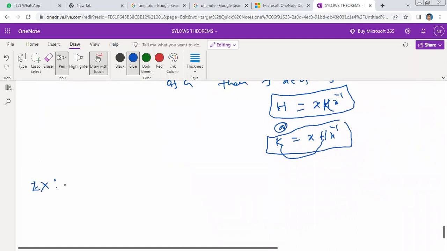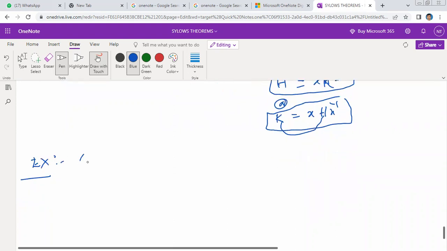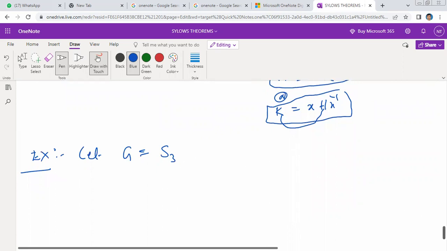Example. Any two Sylow p-subgroups of a group G are always conjugate. Suppose I'm taking G equal to the symmetric group S3. In this problem we are going to find how many 2-Sylow subgroups and how many 3-Sylow subgroups there are, and then discuss conjugacy of Sylow subgroups.